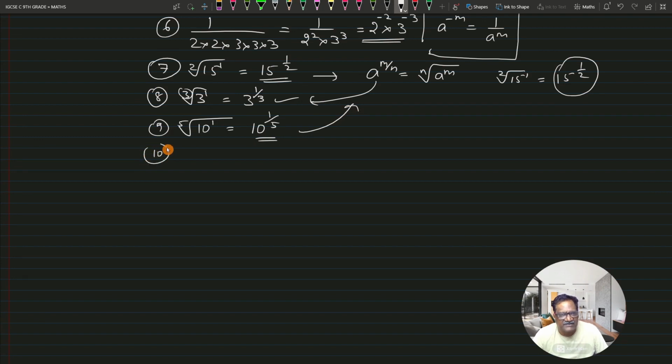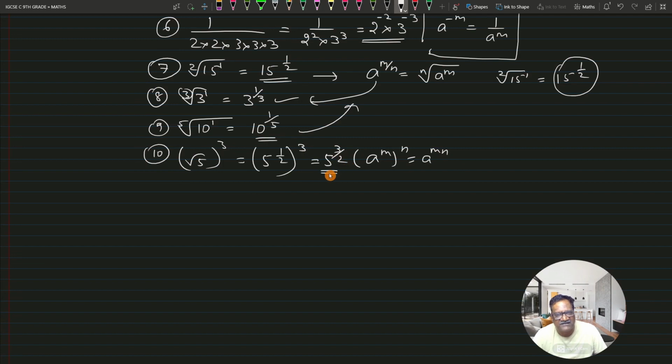Then the 10th question is square root of 5 whole raised to 3. Now this can be written as, first you do what? Square root of 5 you write as 5 raised to 1 by 2. Then you put this bracket and write this 3. Then you use that law, a raised to m whole raised to n is equal to a raised to mn. Using this law, what you will get is here 5 raised to 1 by 2 into 3, that is 3 by 2. So this is your answer.